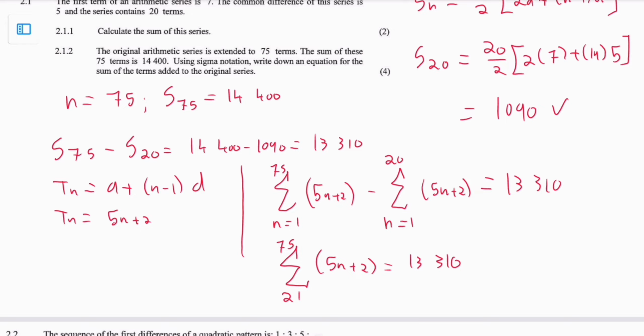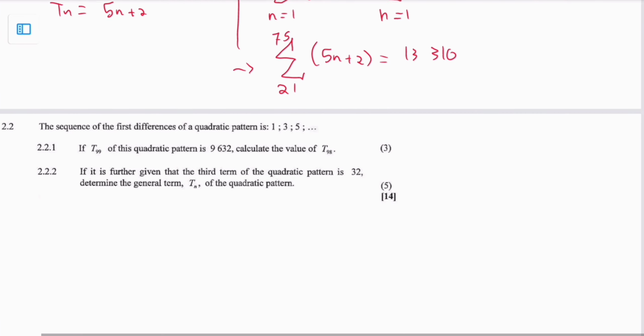What I would advise with any question that asks you anything about an arithmetic series, just make sure that you're very, very clear. Write down your formula from the formula sheet. Make sure you understand them, make sure you have them close to you. Also make sure you understand sigma notation. So for example, over here, when I say n equals 1 to 75, it says sum up 5n plus 2 from the first term to the 75th term. And in our final answer, we're saying sum up the general term 5n plus 2 from the 21st term to the 75th term. Okay, so let's do 2.2.